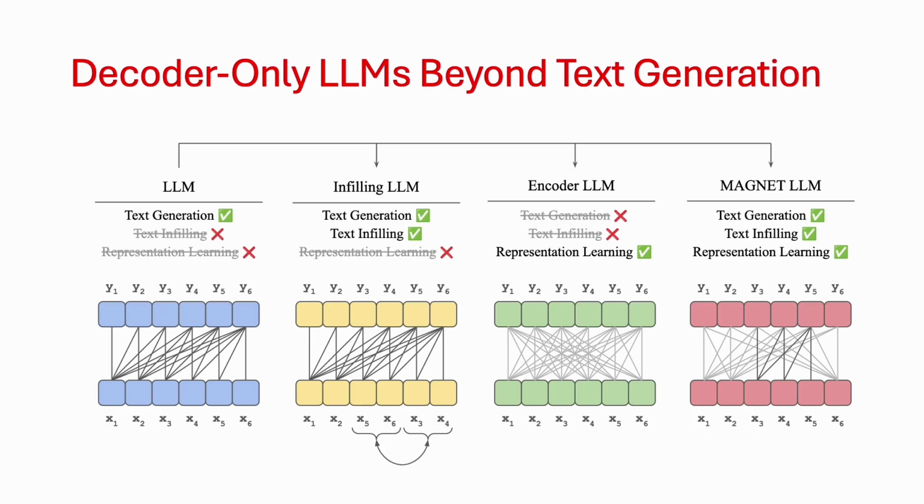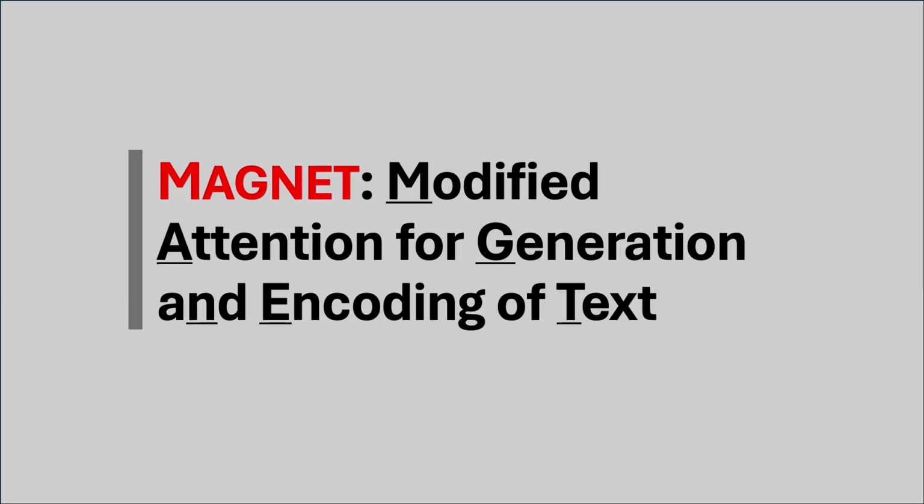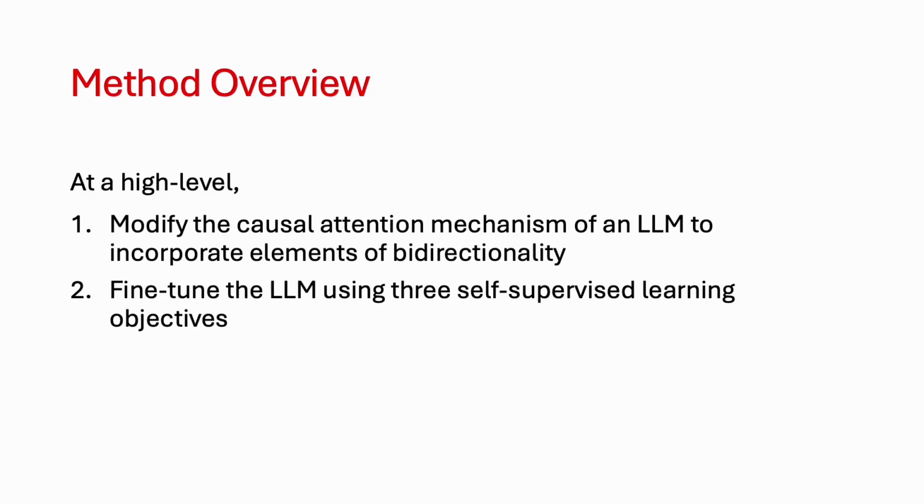This brings us to our proposed approach, Magnet, which augments a generative LLM with both infilling and representation learning capabilities while preserving its ability for open-ended text generation. Magnet stands for Modified Attention for Generation and Encoding of Text. At a high level, we update the causal mask of the LLM to incorporate elements of bidirectionality and then fine-tune the model using three self-supervised learning objectives.